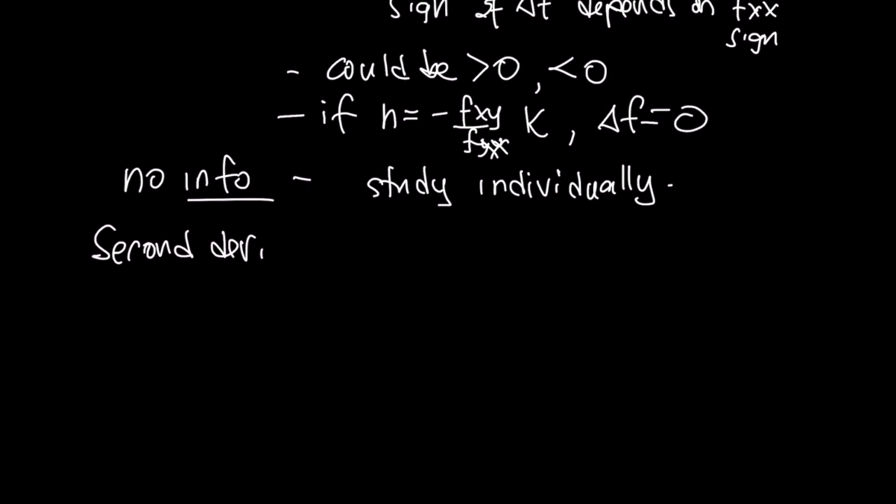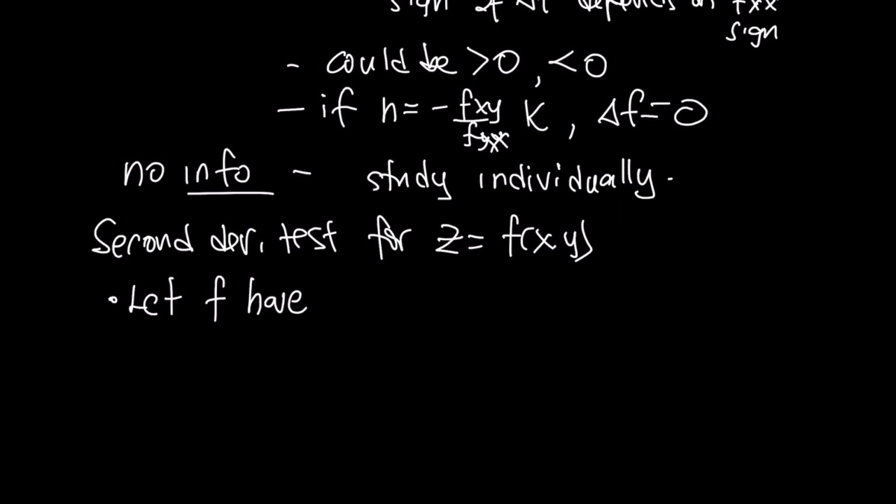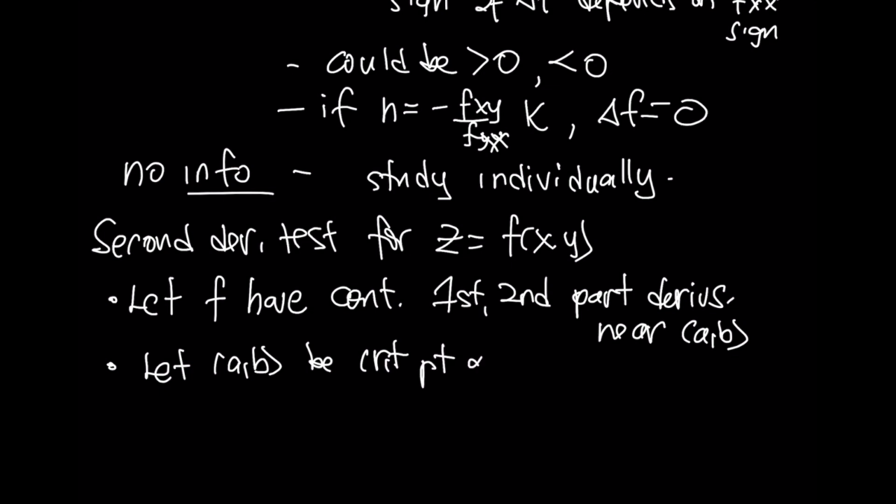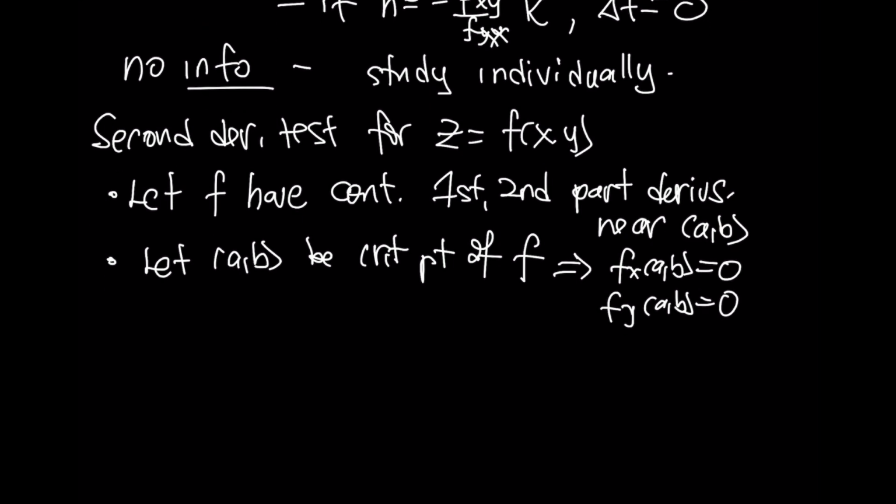This is what's called the second derivative test for a function of two variables. This second derivative procedure is extremely useful for finding and classifying critical points as relative maxima or minima or saddles. Let f have continuous first and second partial derivatives near some point (a, b). We are going to let (a, b) be a critical point of the function, which then implies that the first partial derivatives at that point are equal to 0. And then we're going to let this quantity d be given by this product of second partial derivatives.